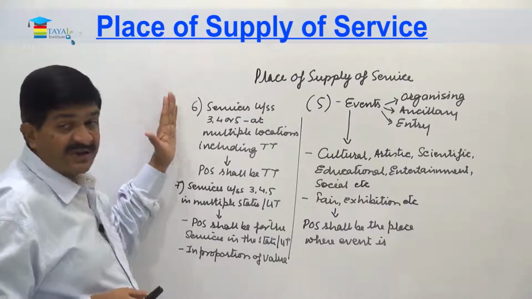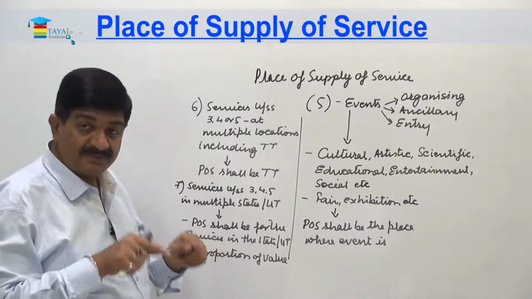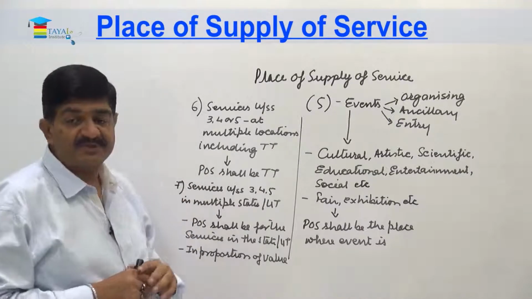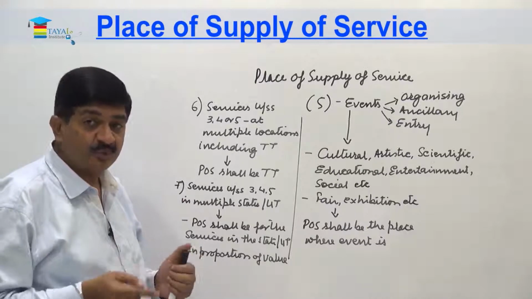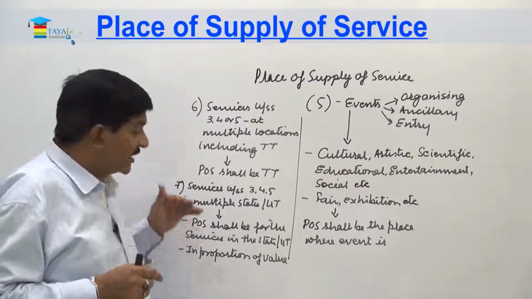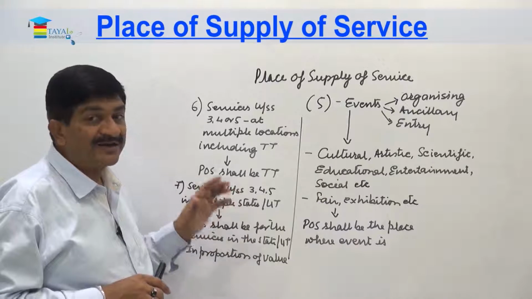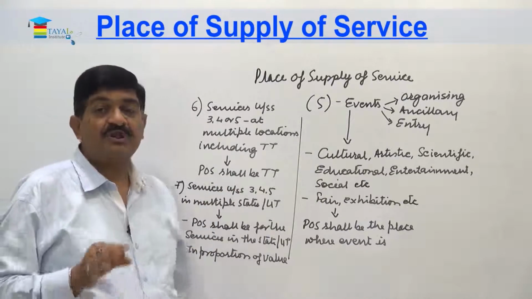So this says if the taxable and non-taxable territory both are covered, then the place of supply shall be in the taxable territory. And this says if the multiple states and union territories are covered, in that situation the place of supply will be every state and every union territory, and the amount will be determined in proportion of the value of the services given in one state. So these are subsection 3, 4, 5, 6, 7.